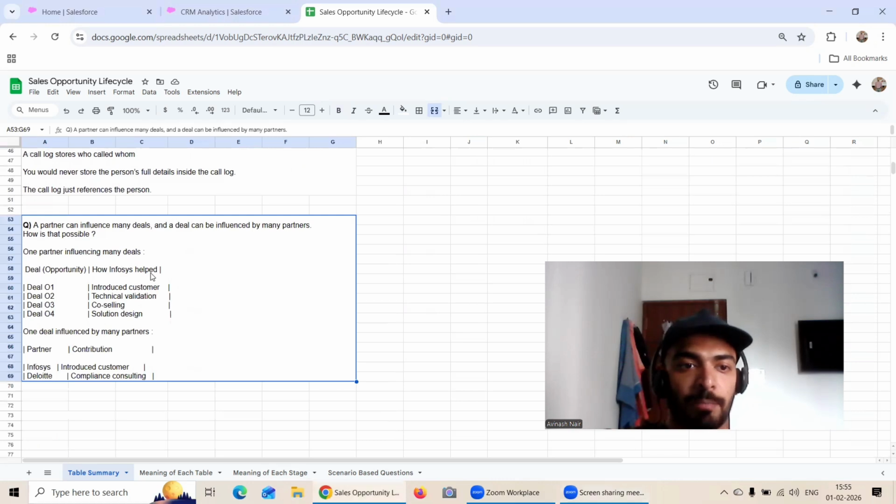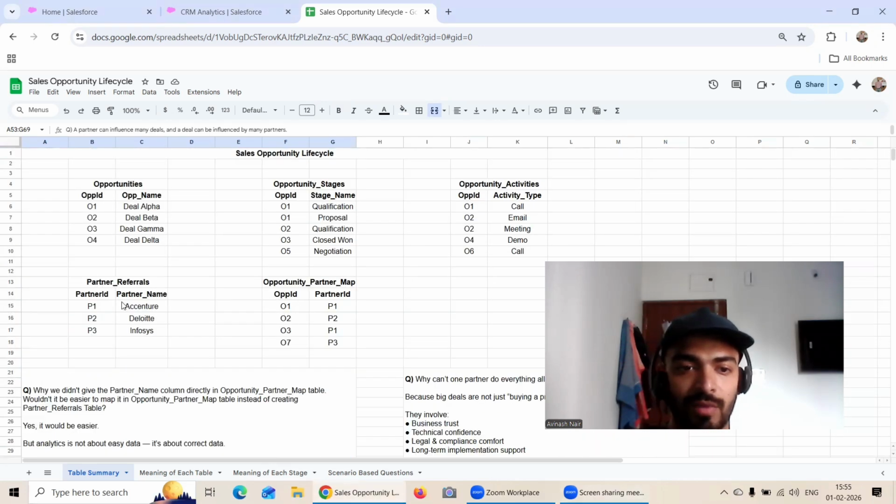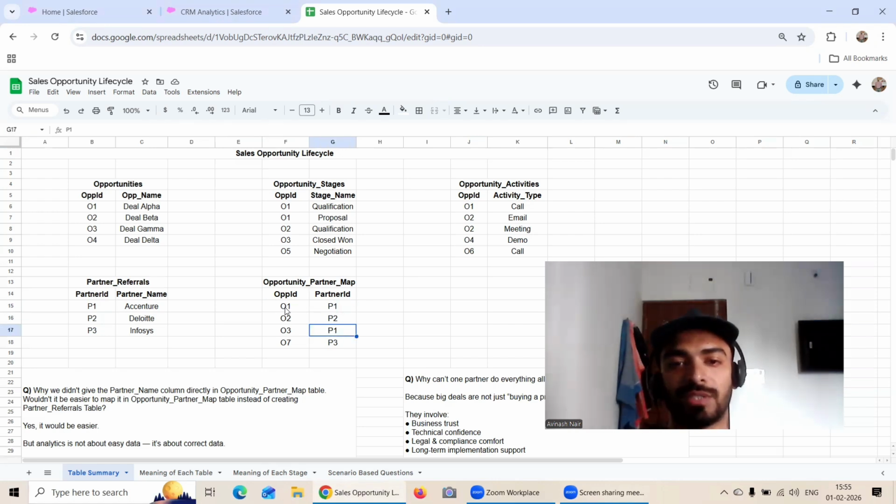Now, a partner can influence many deals and a deal can be influenced by many partners. How is that possible? You might have this question that, hey, how is it possible? For example, this P1, if you see, this particular partner is actually influencing many opportunities or many deals. So how come one particular partner can influence many deals and it can be vice versa as well?